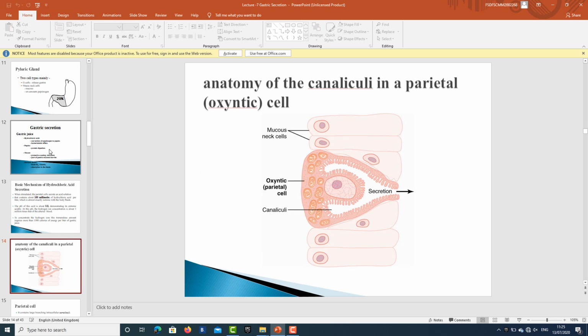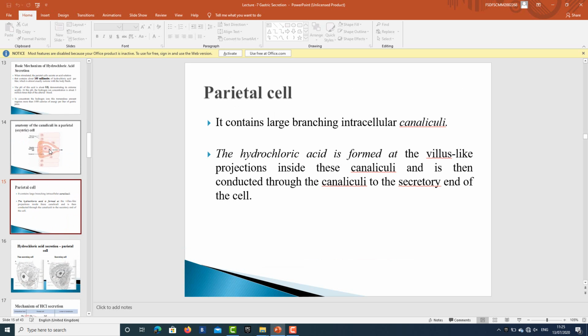So see the anatomy of the canaliculi in a parietal oxyntic cell. The parietal cell contains large branching intracellular canaliculi. The hydrochloric acid is formed at the villus-like projections inside these canaliculi, and is then conducted through the canaliculi to the secretory end of the cell.